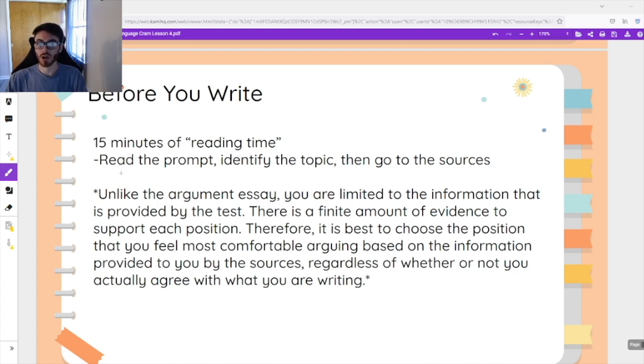Obviously, we want to read the prompt first before we read the sources. That way we know what the topic is, what we're writing about, what we're choosing a position on.